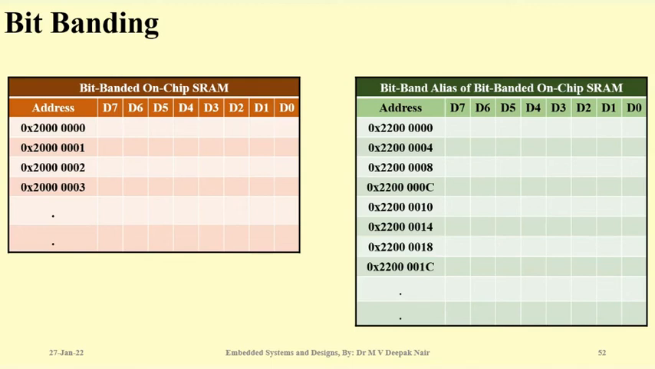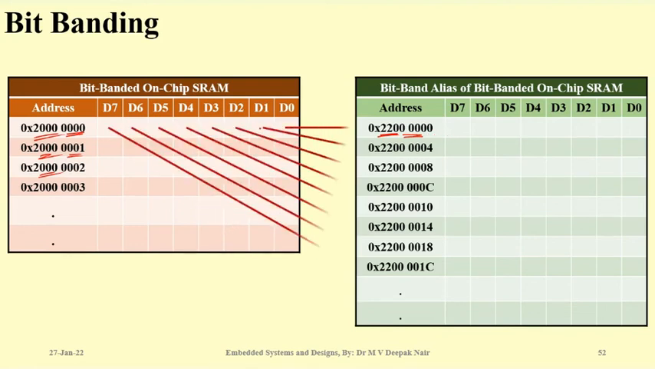For example, this address 2000, 2001, 2000. So these are bit banded regions from the SRAM, and they are mapped to a different memory address, 22000000 onwards. So what does that mean? Each individual bit D0 is mapped to this whole memory. D1 is mapped to this memory, D3.